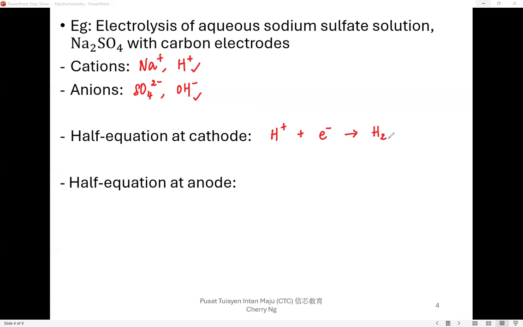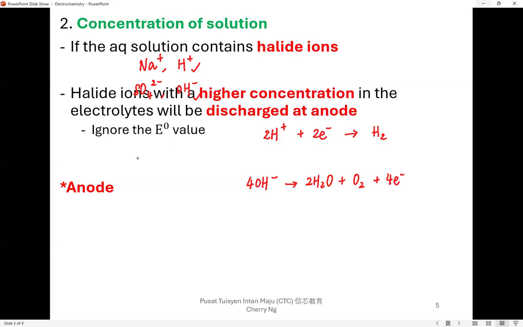So now we have to balance the whole thing. So 2 hydrogen, 2 electron. How about the anode? Remember, it will be 4 hydroxide, produces 2 water, 1 oxygen, and 4 electron. That's the half equation if you discharge hydrogen plus and hydroxide ion. Okay, so now we move on to the next page.